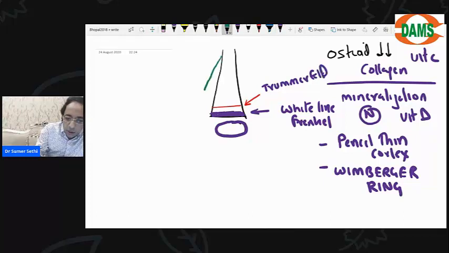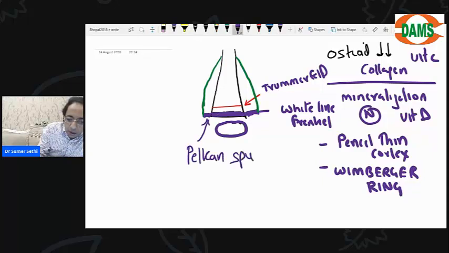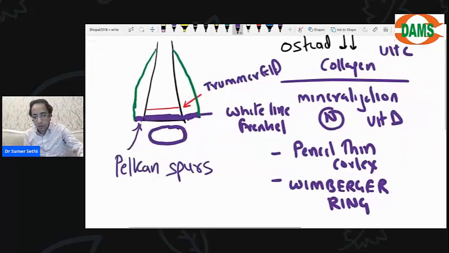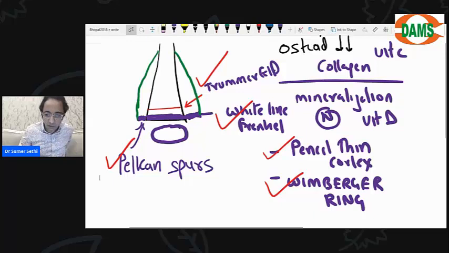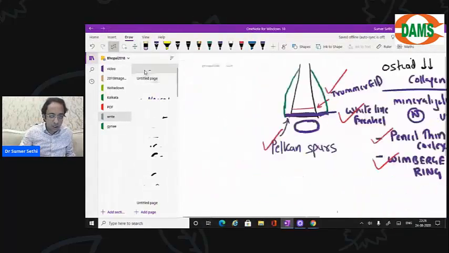Okay, there will be subperiosteal hemorrhages and there will be overgrowth of metaphysis, which is joining the metaphysis to the elevated periosteum like this. These are called as Pelkan spurs. Okay, everybody follows? So these are the one-liners that you need to remember. Pencil thin cortex, Wimberger's ring, white line of Frankel, Trummerfeld zone, Pelkan spur. I repeated everything twice, thrice, so that everybody follows the scurvy X-ray.